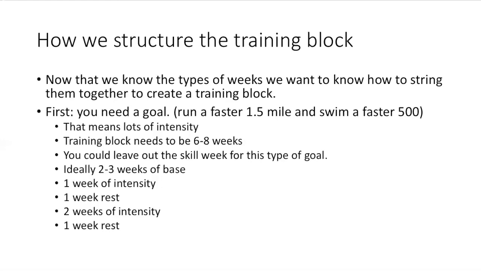So after those 3 weeks, we'd throw in a week of intensity. And that'd be a high intensity week where you're doing lots of 400-meter sprint repeats for the 1.5 mile run improvement, and lots of 50-meter and 25-meter sprints for the 500-meter swim time to kind of get that down. Right after that intensity week, you'd have a rest week, because you got to allow your body the time to kind of just absorb those training gains from the intensity week.